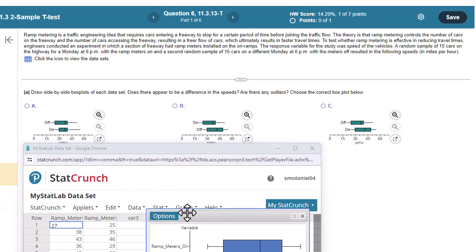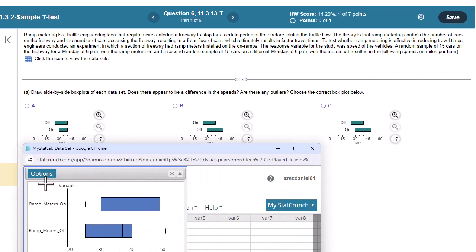Okay, so it's obviously easier if you didn't have to choose, but could just kind of copy and paste this, but it's the nature of electronic homework. Okay, so the ramp meter on definitely has a larger median here, right? Our median is at around 42, where the median for the ramp meter off is around 37.